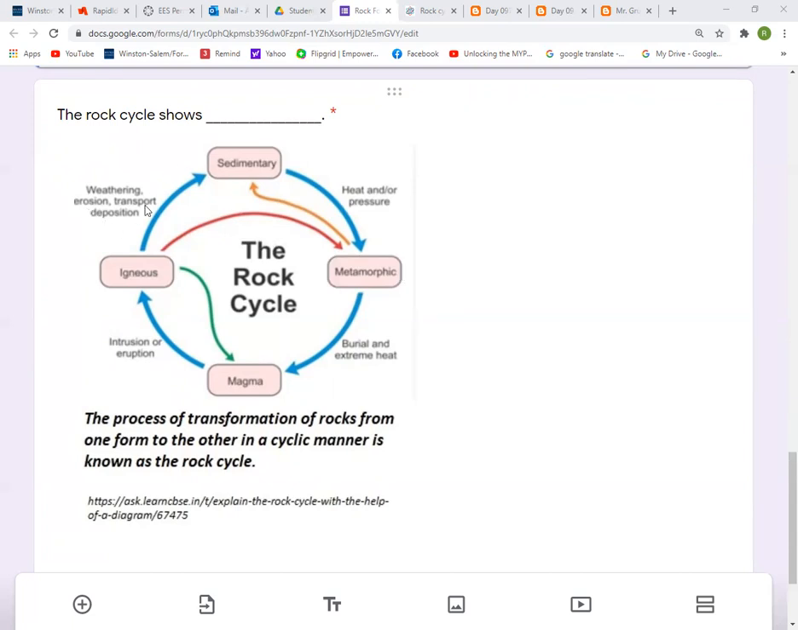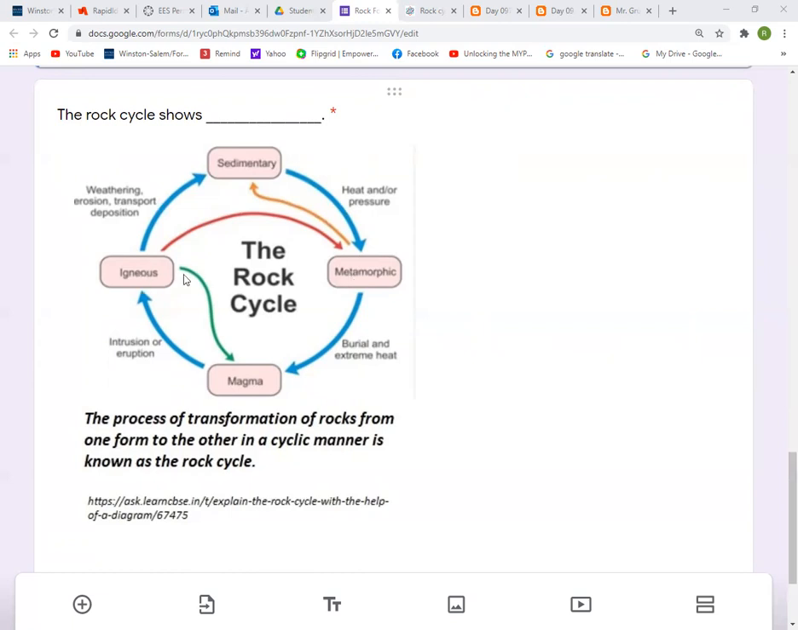How about weathering, erosion, transport, and deposition? So this is another set of processes that can happen to any type of rock. If an igneous rock is exposed to weathering, erosion, transport, deposition, and there are others like lithification, compaction, then the igneous rock can become sedimentary. If the metamorphic rock is exposed to weathering, erosion, transport, deposition, lithification, compaction, then the metamorphic can become a sedimentary rock.